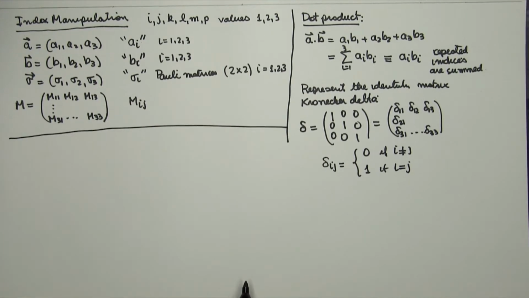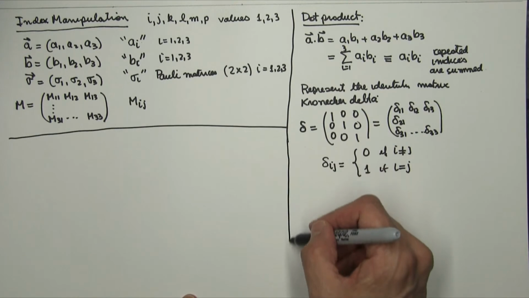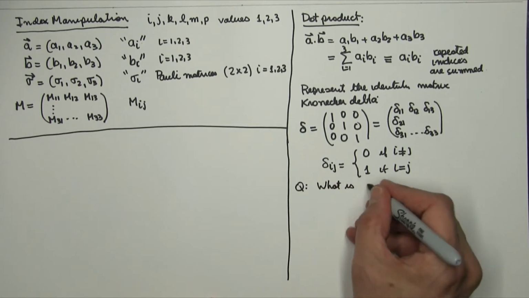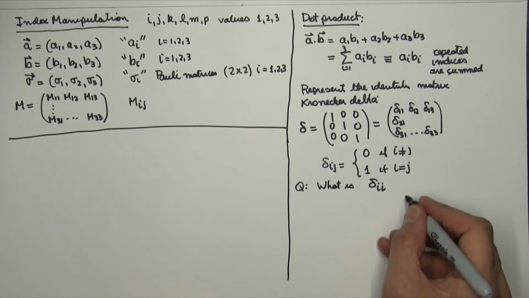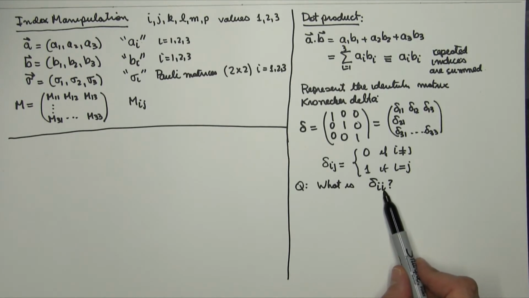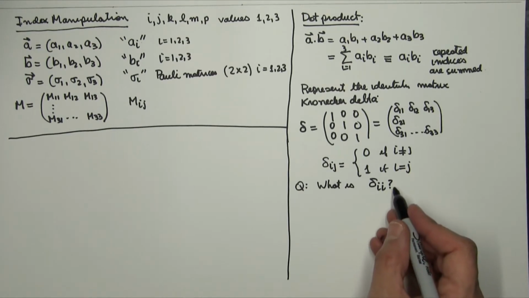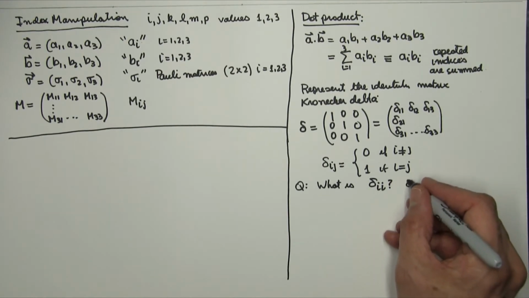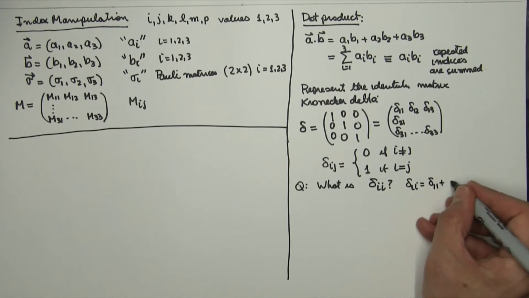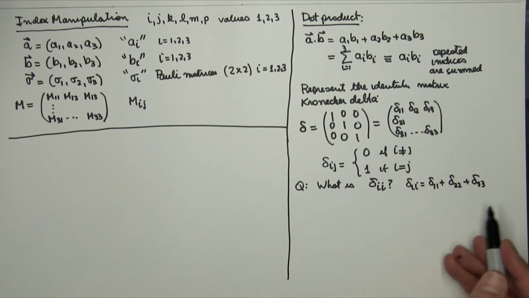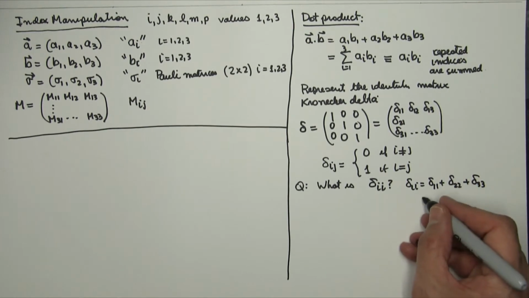We can ask a couple more questions about delta functions. Question: what is delta_ii? It can be confusing what this is, because this index seems like it's the same, so you might think, oh, it's 1, but you shouldn't say that, because you should remember the index convention. Delta_ii is equal to delta 1,1 plus delta 2,2 plus delta 3,3, because the index is repeated, it should be summed. But this is 1 and 1 and 1, so this is 3.